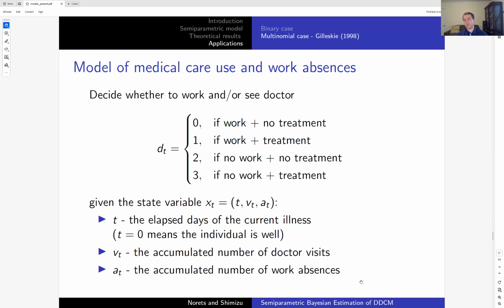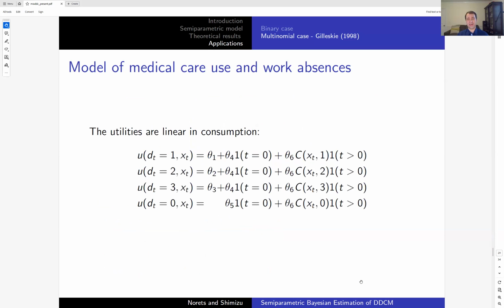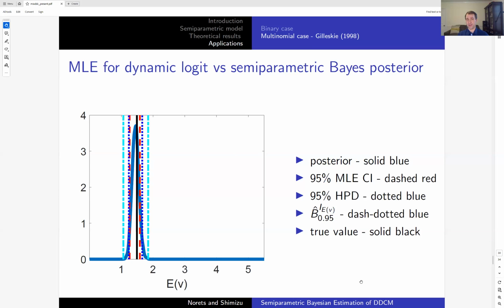The original paper was actually very nice. It got the award for the best paper in Econometrica in 1998. We use it to illustrate how different the estimation results would look if we use our technology for estimating this model. So let me jump to the actual results.